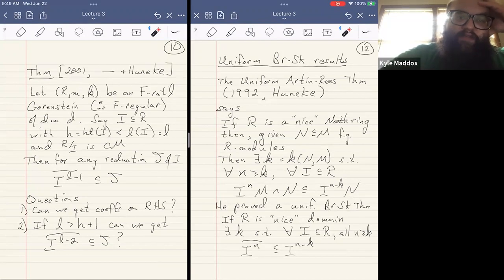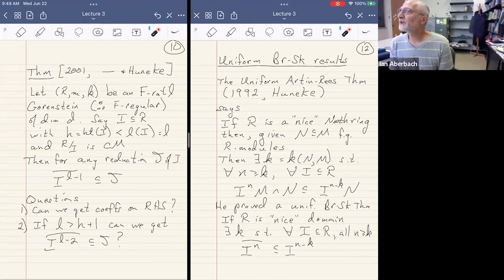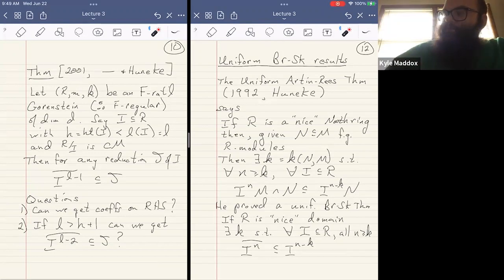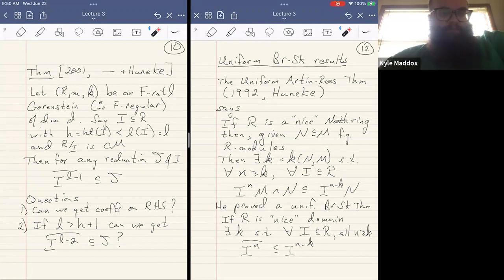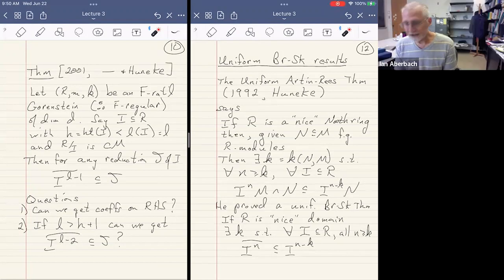Are there any effective ways to compute this number that you need for the uniform Briancon-Skoda here? I think a proof analysis would probably tell you what you needed to do. For instance, in the characteristic P case, you have to know something about the test ideal. If you can compute the test ideal, then you've gotten part way. I can't answer that terribly off the top of my head.